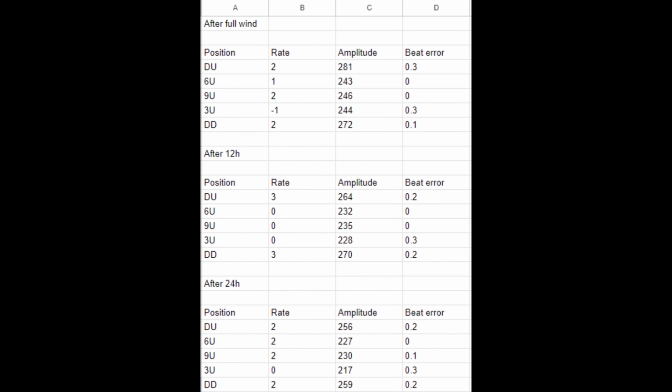The consensus from watchmakers that have worked on this movement is that something is wrong with the watch if the amplitude drops below 200 after less than 24 hours from full wind, and then it's only a matter of time before timekeeping is affected.